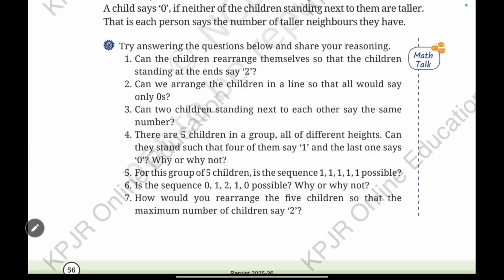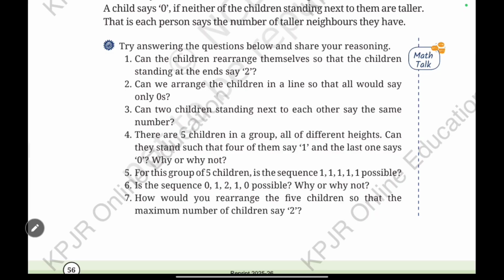And the five children means we have to arrange them in increasing order, tallest to shortest. Each of the other four children has one taller neighbor, the one before them, and one shorter neighbor, the one after them, or no neighbor if they are at the end. They all say one. So the tallest child is at the end of the line. Their only neighbor is shorter. Say the value as zero.